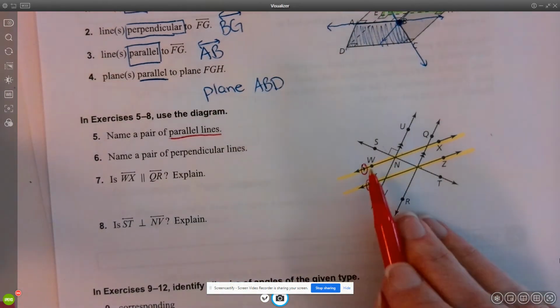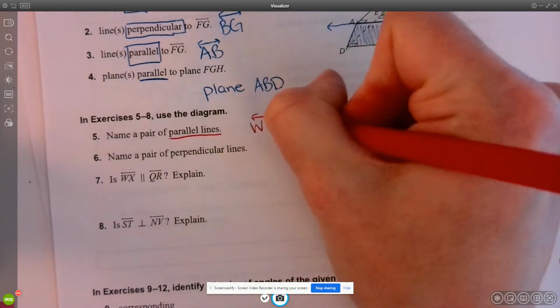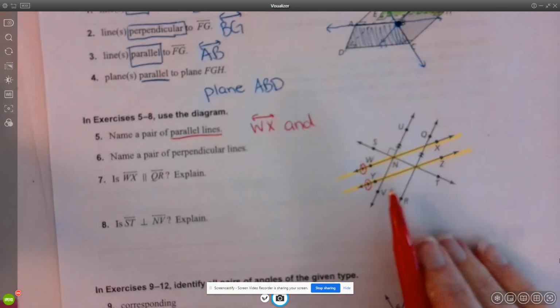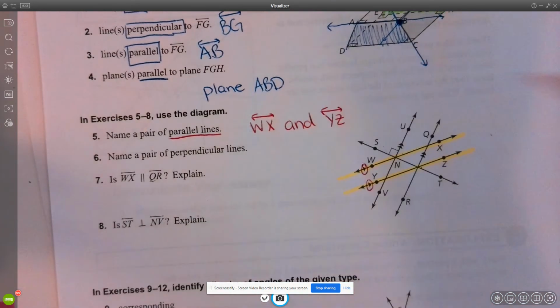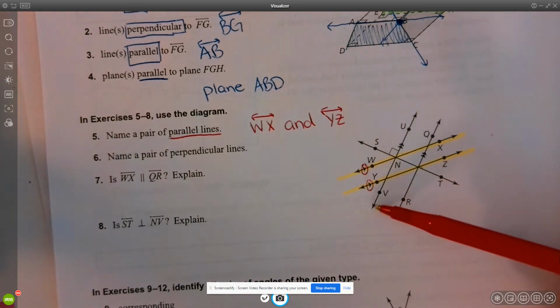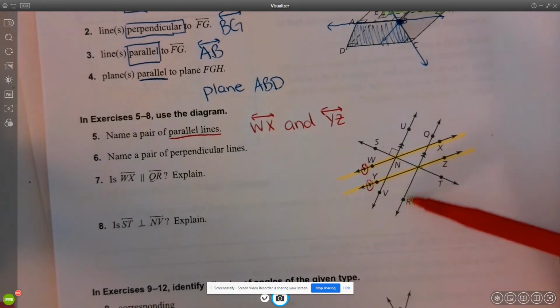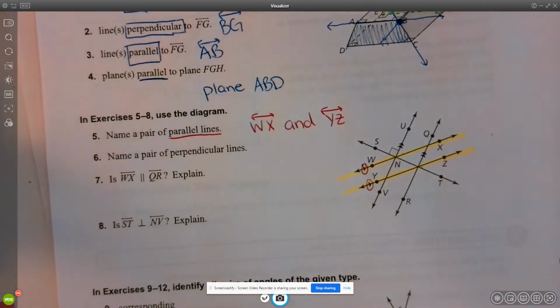Line WX and line YZ are parallel. You could have also named line VU and line RQ because they both have that double arrow symbol on them.